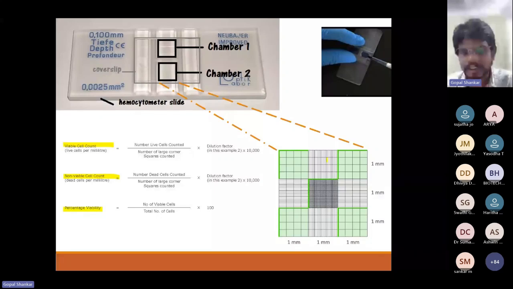You have 9 squares. Most of the time we count the squares in the corner and the center. So 1, 2, 3, 4, and 5. We count the squares and the number of cells counted. So let's say that I have 50 cells: 50 divided by the number of squares, into the dilution factor. Dilution factor is nothing but how many cells you take and how much volume of your dye you take, and you divide by that, you get the dilution factor. And this 10,000 is basically because one square represents 1 by 10th of a ml. So in order to make it into ml, we multiply by 10,000. That is a factor which comes along with the formula.